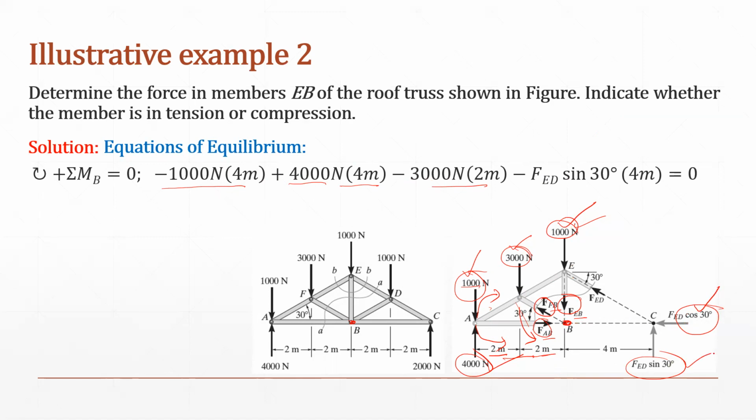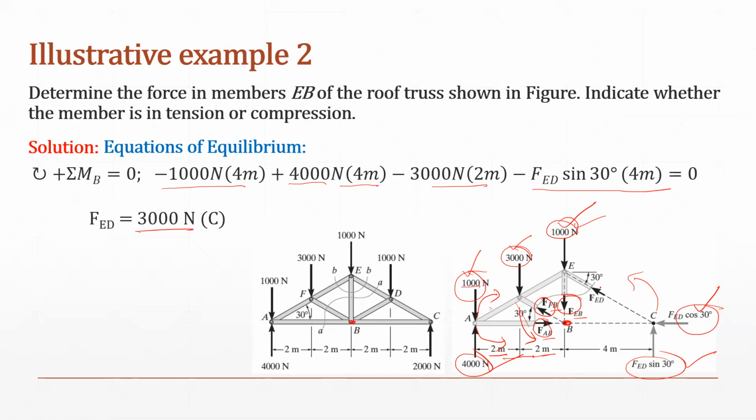Now the moment due to this force will have some magnitude, which is FED sine 30, and it is rotating about point B like this. So FED sine 30 multiplied by 4 meter. With this, we are able to find out the force in member ED, which is 3000 Newton.